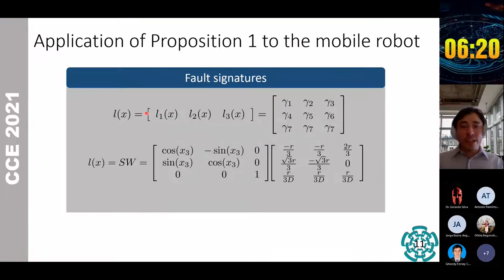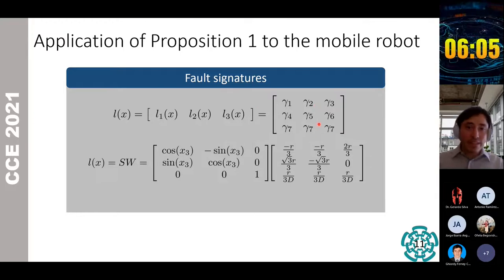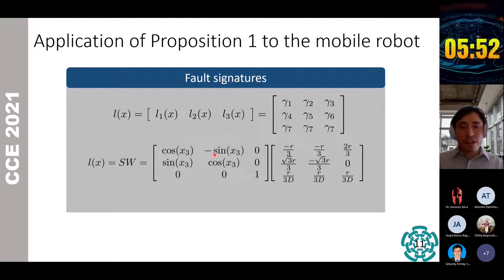Hence, instead of computing all the observability matrix, we will verify that the three four signatures have rank equal to three. So let's arrange the four signatures in a matrix form, where these gamma terms have been shown before. And now, this matrix can be expressed as a multiplication of two matrices, where this left matrix is a well-known linear map, which actually is known as the rotation matrix, and this right matrix is also a linear map.